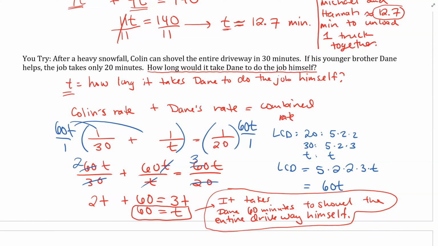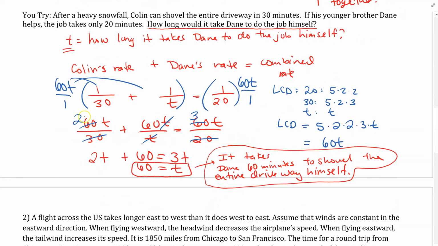So between 20 and 30, the lowest common denominator is 60. And then since there was a t in this fraction, our LCD also needs a t, so 60t. So I multiplied everything by 60t, so there ended up being a 60t in all the numerators, which was able to cancel with all the denominators. So 30 goes into 60 twice, 20 goes into 60 3 times, and then the t's canceled there.